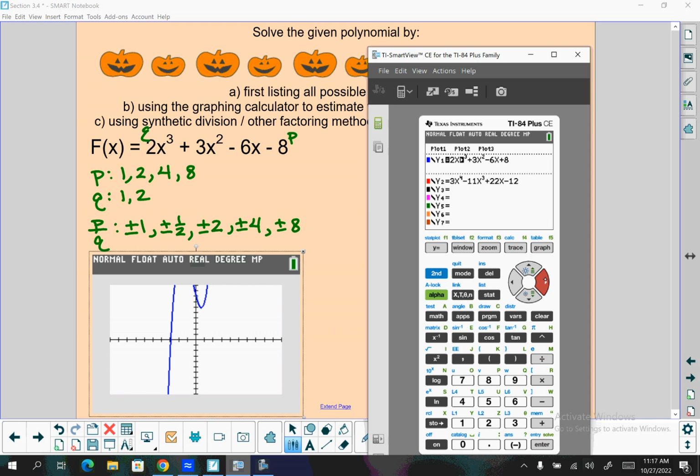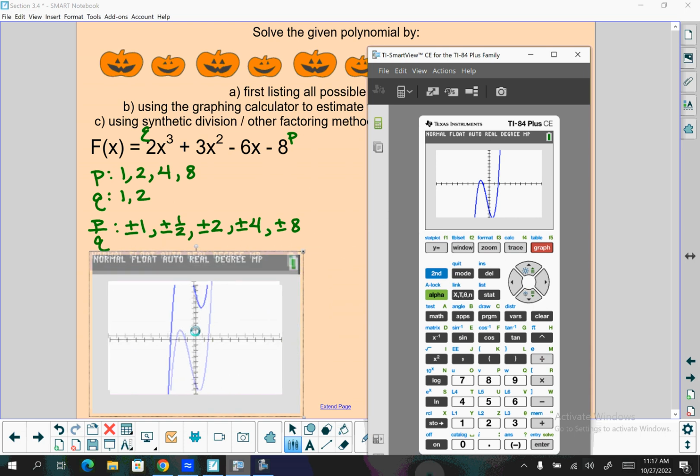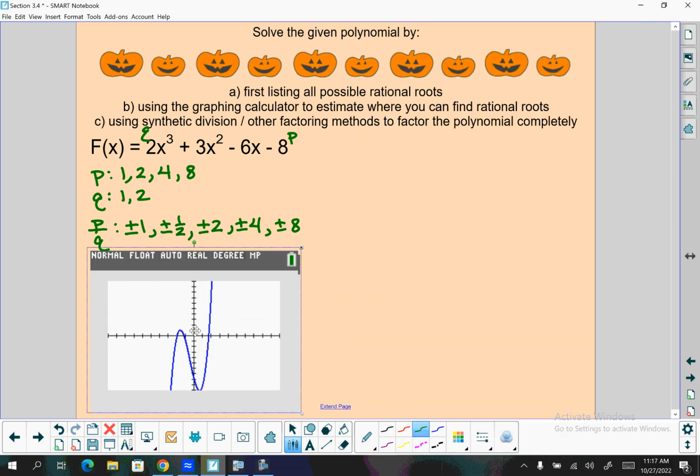Oh, that's a minus 8. Hold on, I typed mine in wrong. Minus 8. Yeah, it looks better. Fix it. Okay. Everybody get something that looks like that?